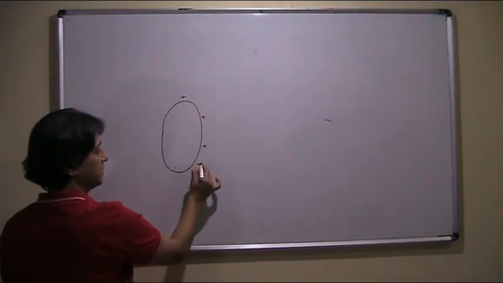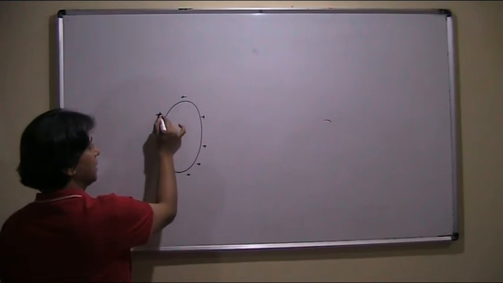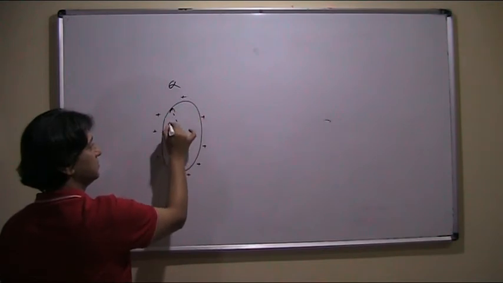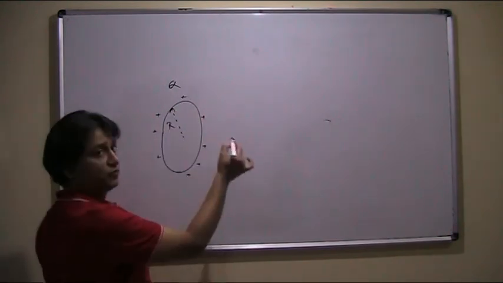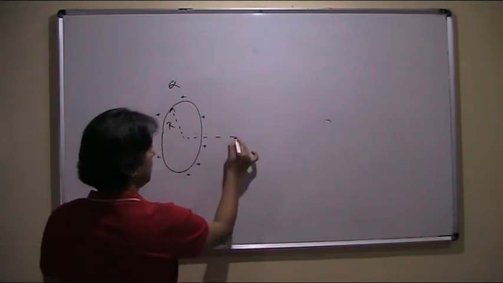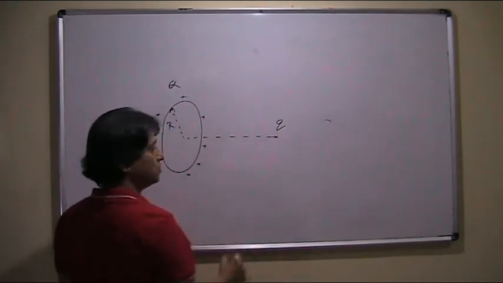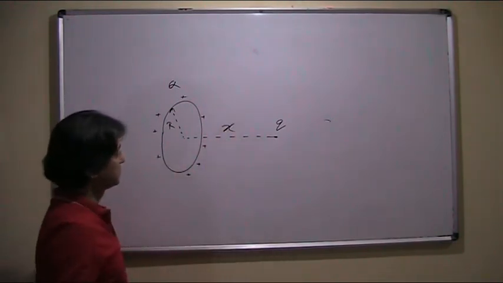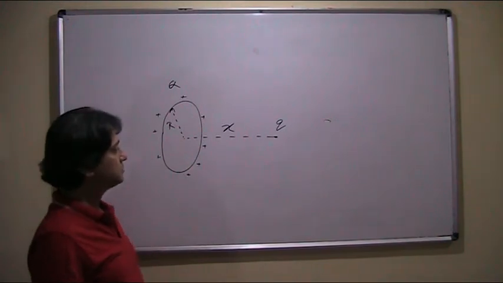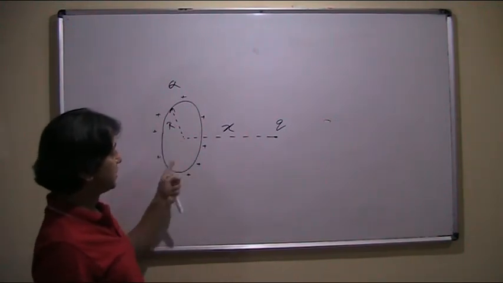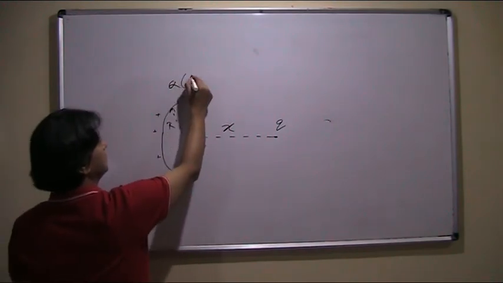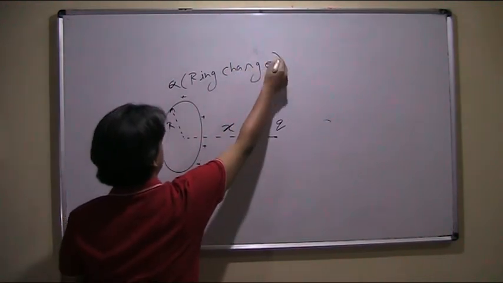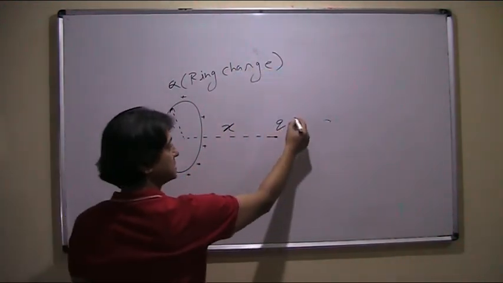It's a ring having charge Q, its radius is R, and we need to find its force on a point charge q which is placed on its axis at a distance of x from the center. This is a ring charge, and q is a point charge.